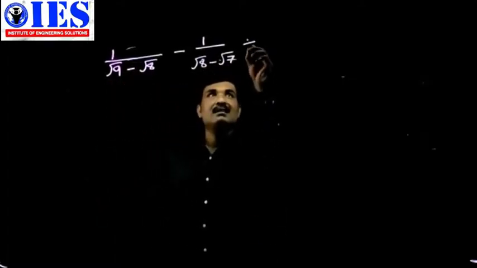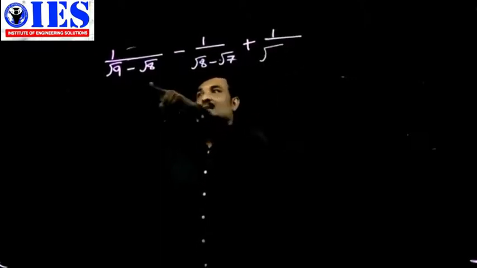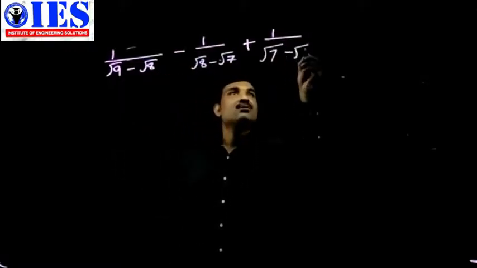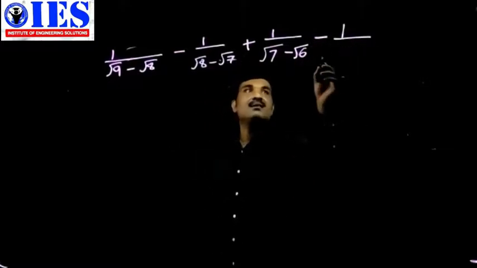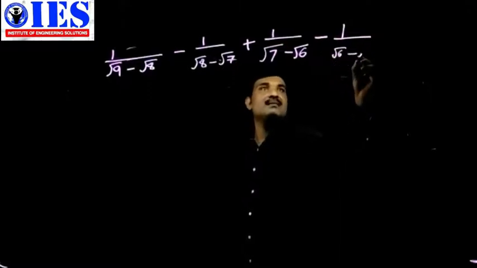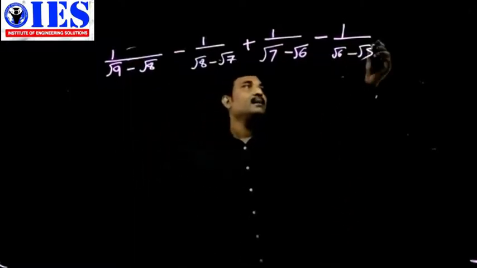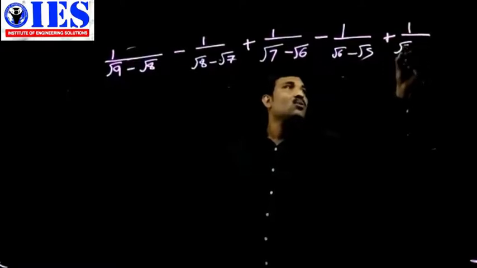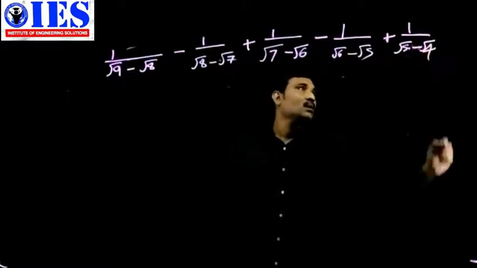Now alternate minus and plus. Here minus, here plus. This is divided by square root of 8 plus square root of 7. So here square root of 7 minus square root of 6. And again here plus, minus. And what is the next term? This becomes square root of 6 minus square root of 5. Again, I write one more time: plus, divided by square root of 5 plus square root of 4, minus square root of 4, right?